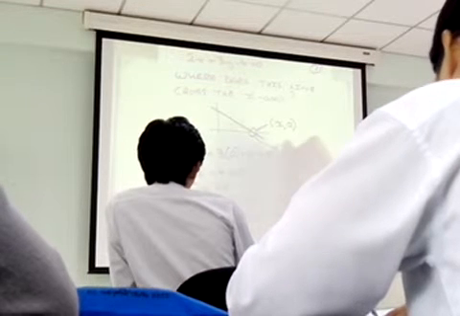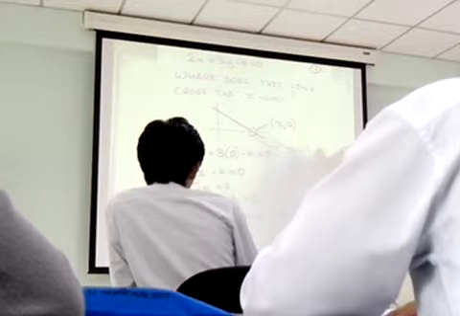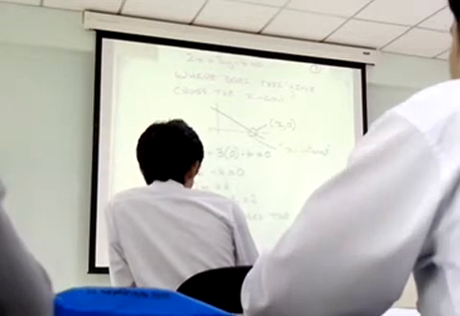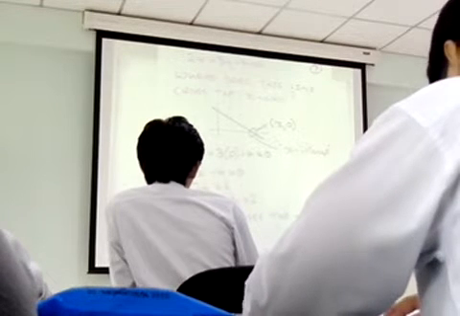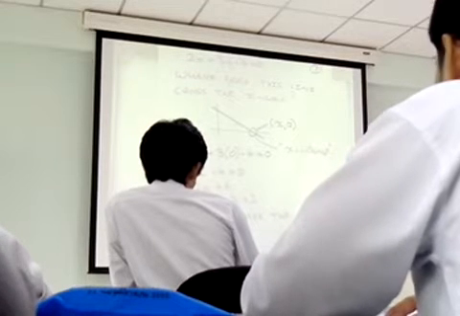That point is called the x-intercept. That means where a line crosses the x axis.